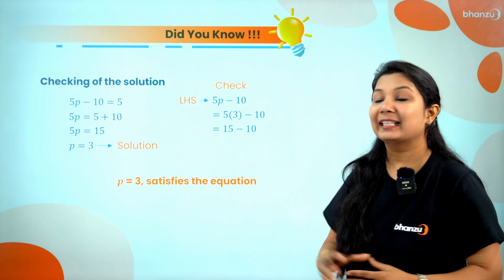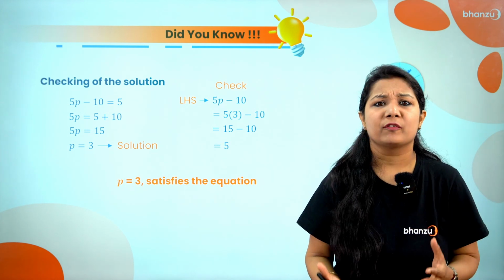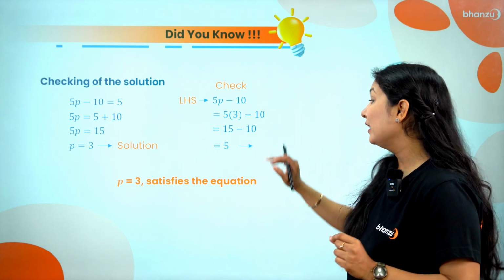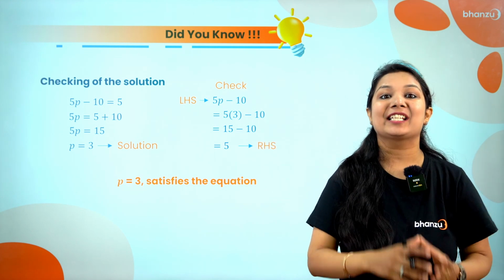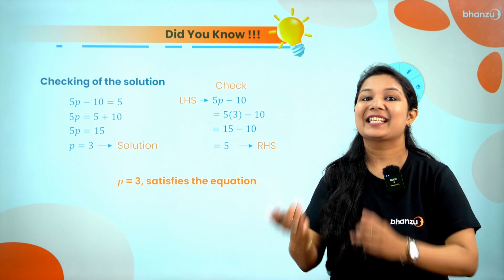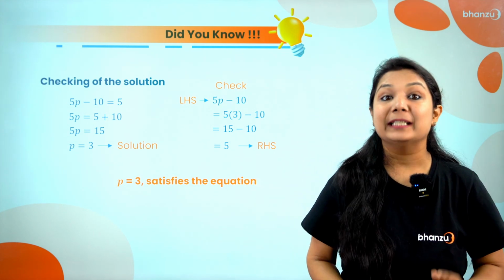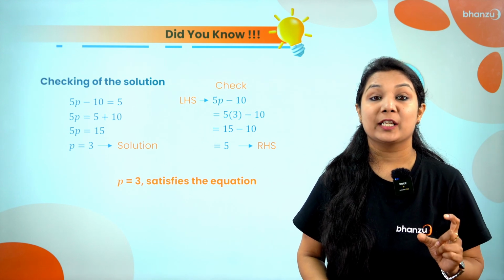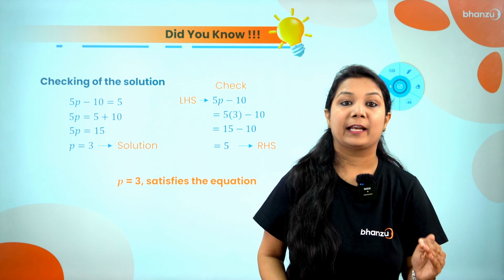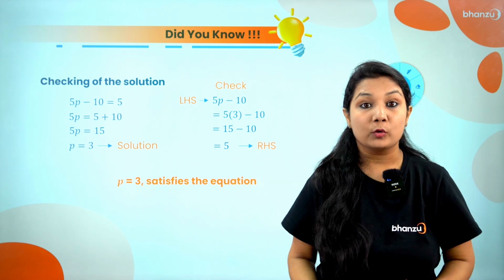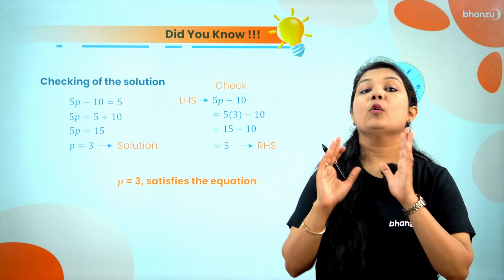So we are getting the answer as 15 minus 10 for LHS, which is 5. Actually 5 is our RHS. So whenever you see that LHS is coming equal to RHS, which is left hand side is equal to right hand side, that means that particular value of the variable satisfies your equation. And there can be no other value which can satisfy that same equation for that particular variable.